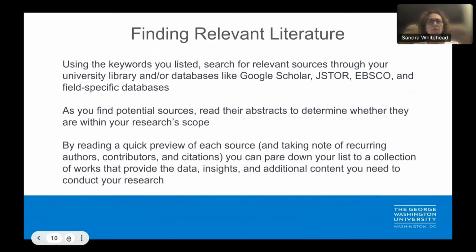Using the keywords, search for relevant sources through the library or databases, as I said, Google Scholar, JSTOR, EBSCO, or other specific databases that you're using. And then find the potential sources, read the abstracts, and make sure they're in the scope. And by doing the quick preview of each one, you can pare down the articles that you have to read in full.